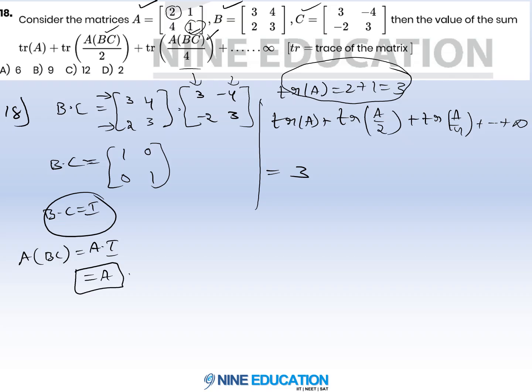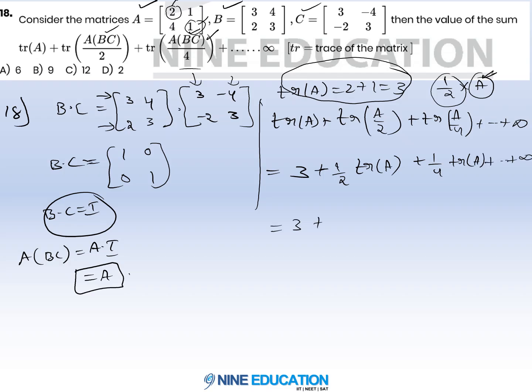What will be trace of A by 2? A by 2 is nothing but 1 by 2 into A. So every element of A gets multiplied with 1 by 2. In the same way here, even diagonal elements also get multiplied with 1 by 2. That means in trace of A by 2, you get 2 by 2 plus 1 by 2, which again you can write as 1 by 2 into trace of A. This can be written as 1 by 4 into trace of A, and so on, infinite number of terms.